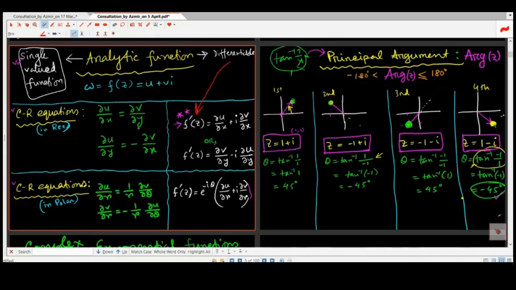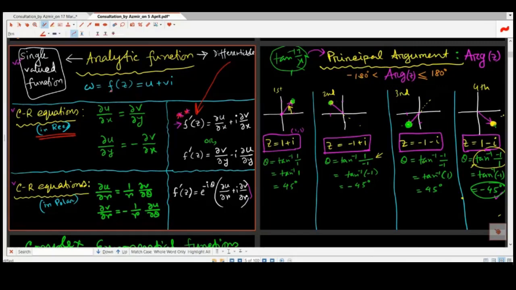If we can show that a function is analytic, then we can find its derivative. The formula for finding the derivative is f prime of z equals du dx plus i dv dx. We can always apply this formula if we take the rectangular form.